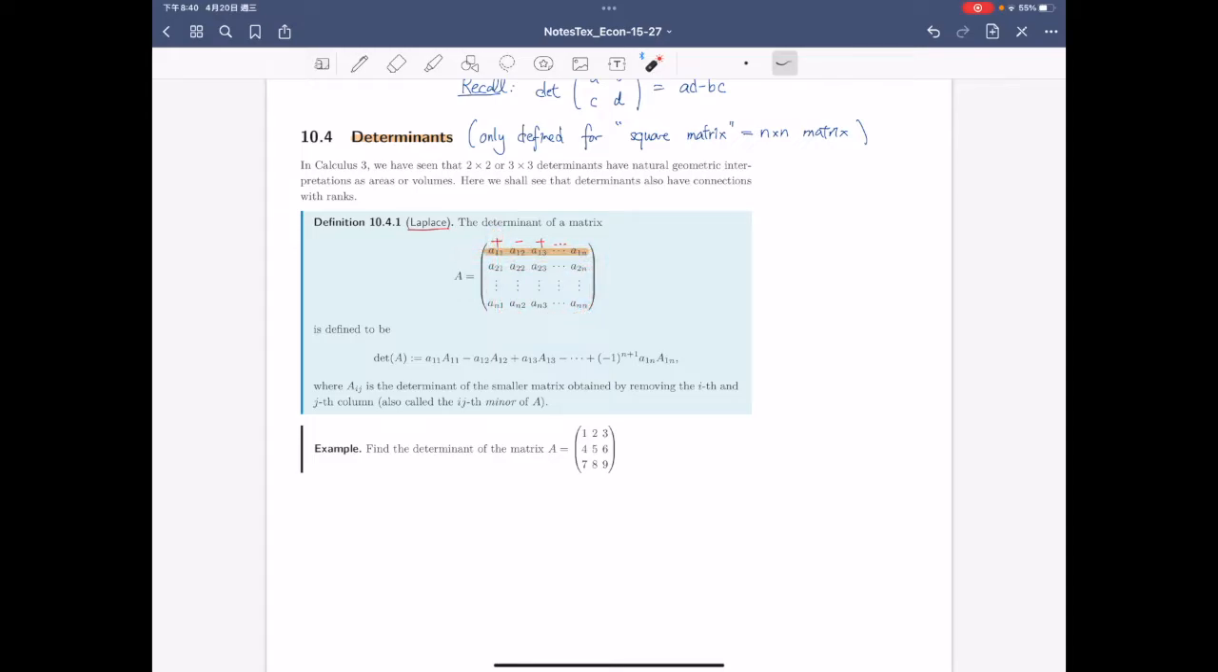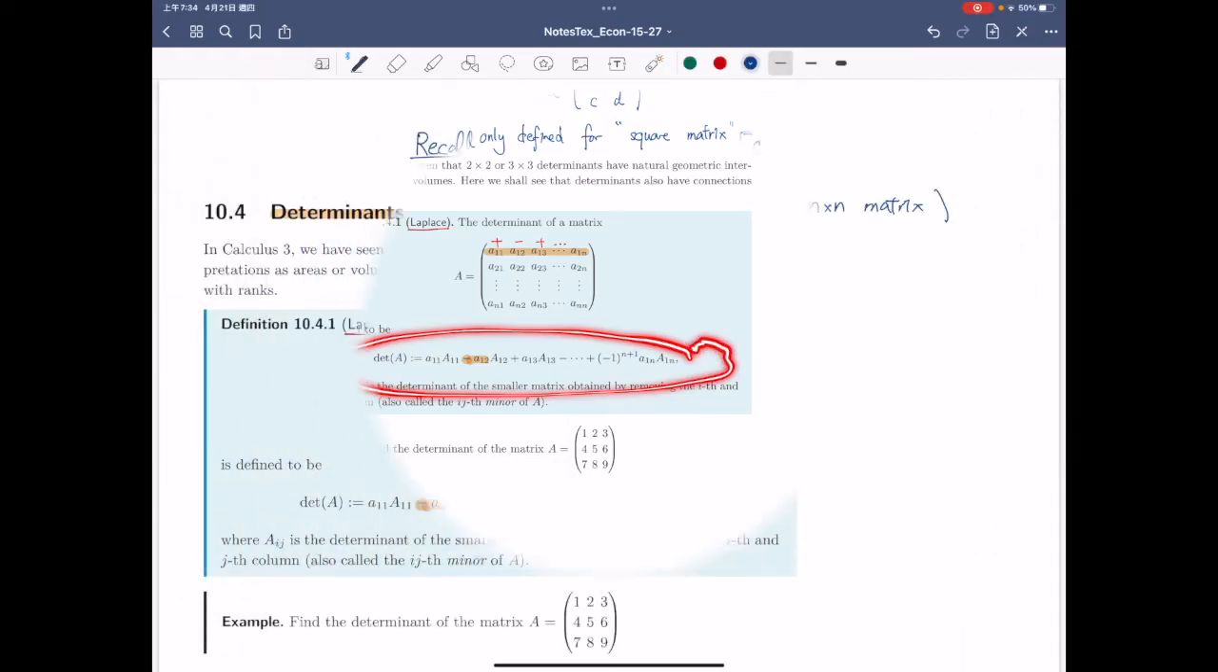And then what's the next term? The next term is a minus A12, because A12 comes with a minus, and then big A12. So you remove the first row and the second column. Whatever you're left with, compute the determinant, and then so on. In literature, this way to define the determinant is called Laplace expansion. But actually, the name is not very important.